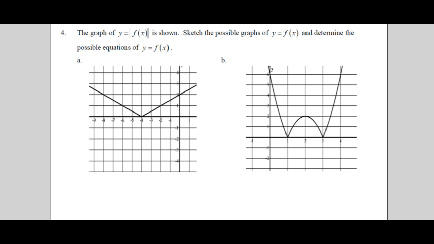Okay. So, yeah. They look a little weird, but now the graph of the absolute value is shown. What are possible graphs of the original function? And then determine possible equations. So you're being shown the absolute value. So in A, what does that mean? Could go either way, right? So we could say, okay, this was down here, right? Okay, so let's do that. We'll do that in red.